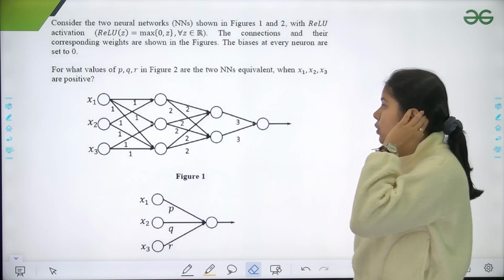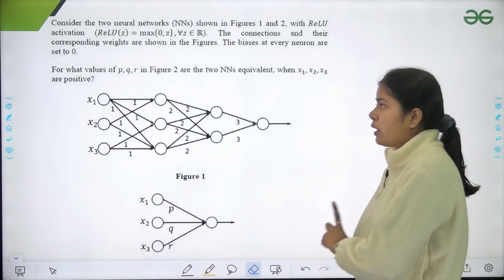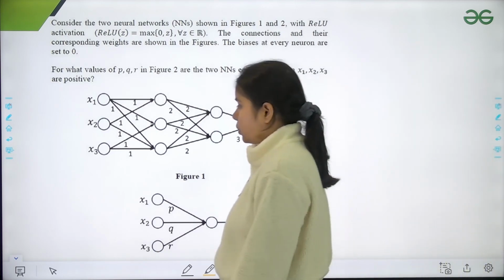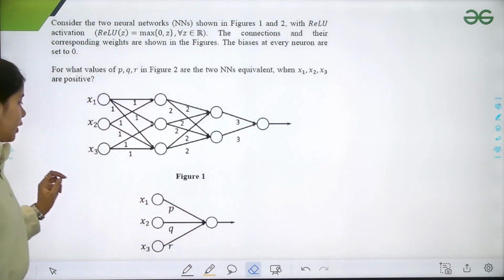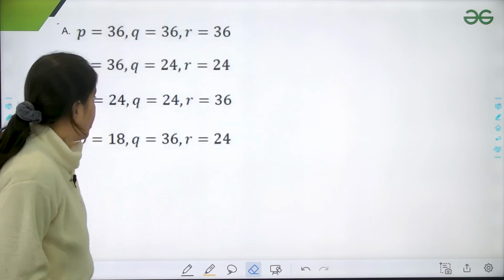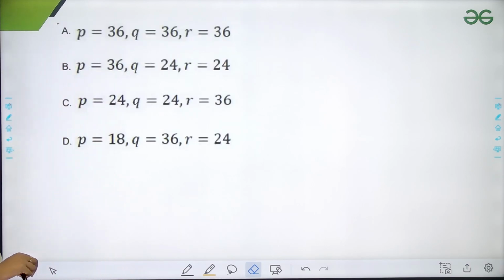The biases at every neuron are set to 0. For what values of P, Q, R in figure 2 are the networks equivalent when x1, x2 and x3 are positive, right? So we have been given this neural network and we have to find out the values of P, Q, R. And guys, in the options you can see here, these are the options I have.